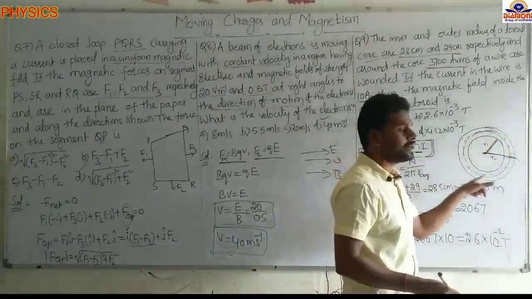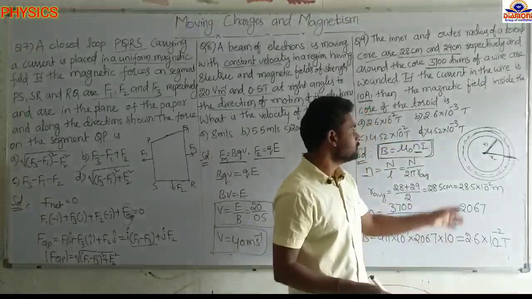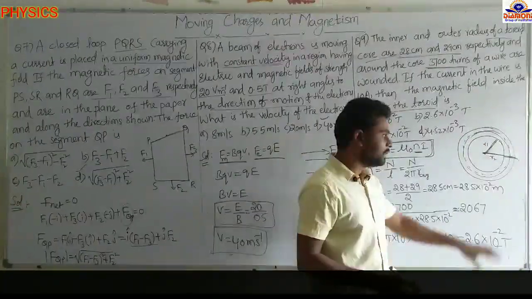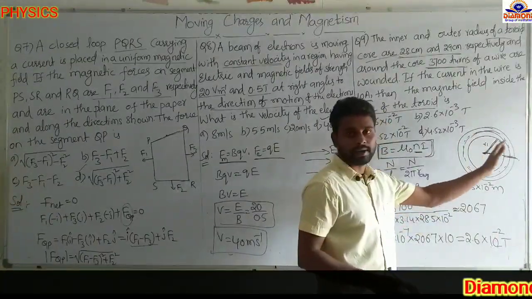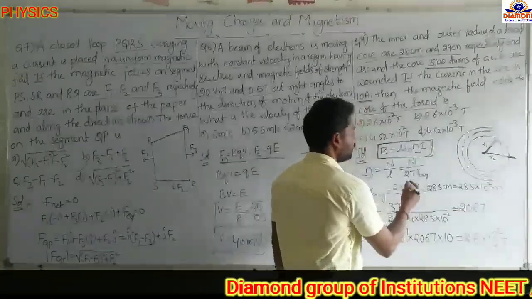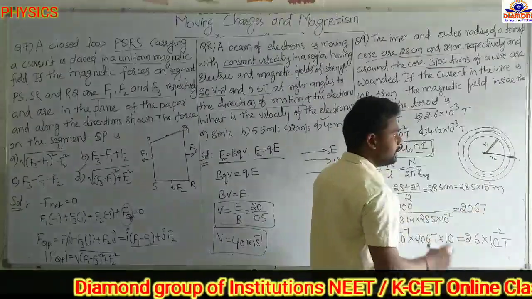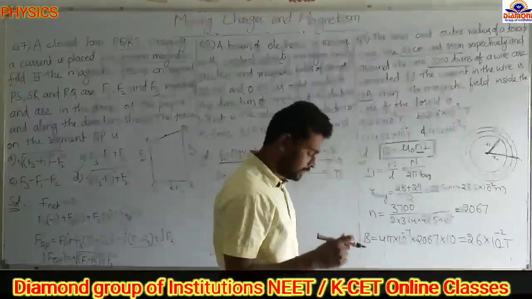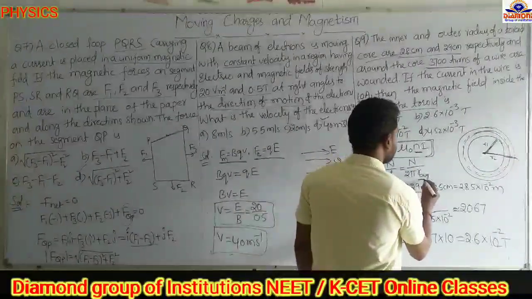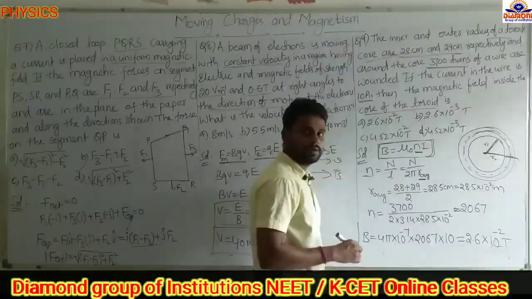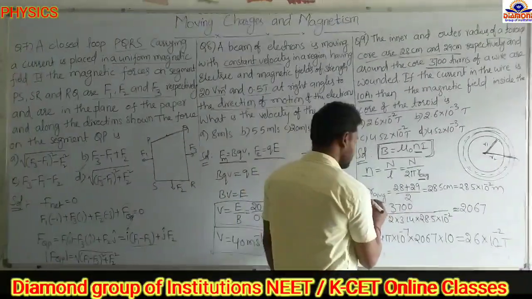What is the length of the toroid? It is circular in shape, so the length is the perimeter, which is 2 pi r. For the toroid, we have to take the inner core and outer core, so the radius is the average of the radii of the inner and outer cores. Now we have to find the average radius.